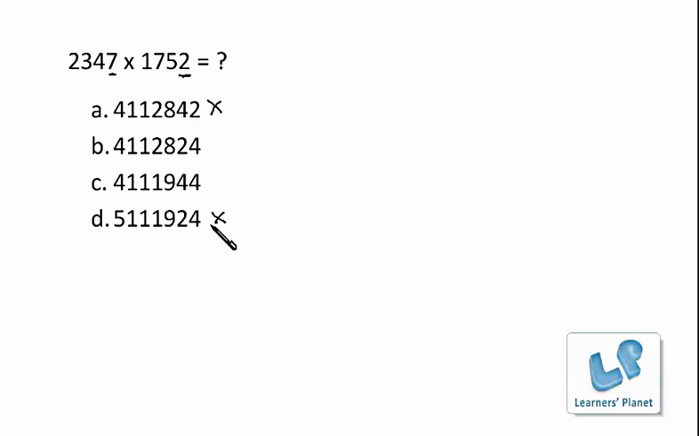So this is the approximation technique. We eliminated this option by the approximation technique. We eliminated this option by the unit digit method. Now let's see from these two which one is the correct answer.